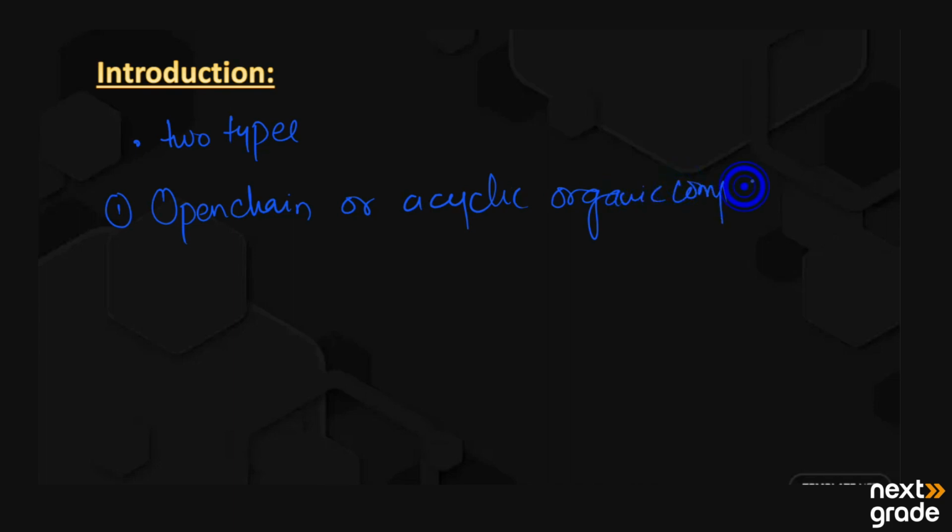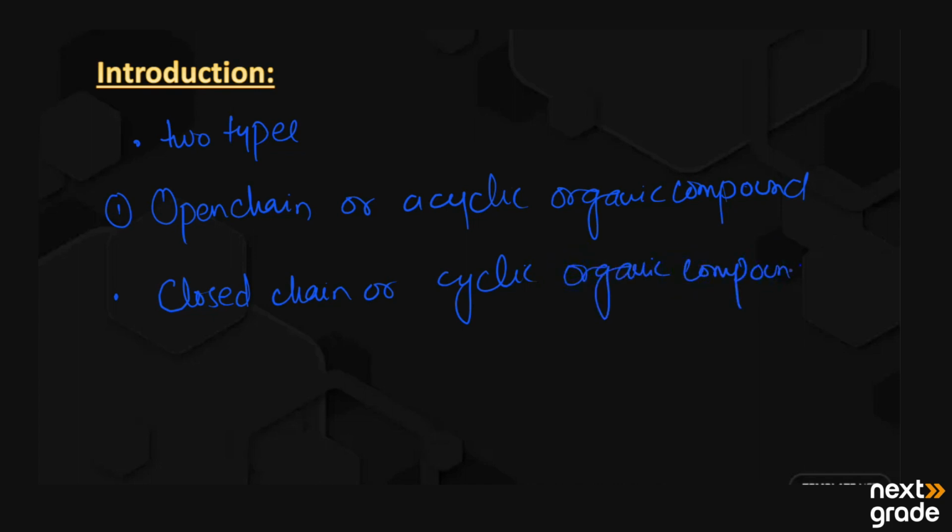And the second type we have is closed chain, or known as the cyclic organic compounds. So here we have two classes of organic compounds. The first one we have open chain or acyclic organic compounds, and the second type we have closed chain or the cyclic organic compounds. So let's have a look at the open chain or acyclic organic compounds because it has been classified further.